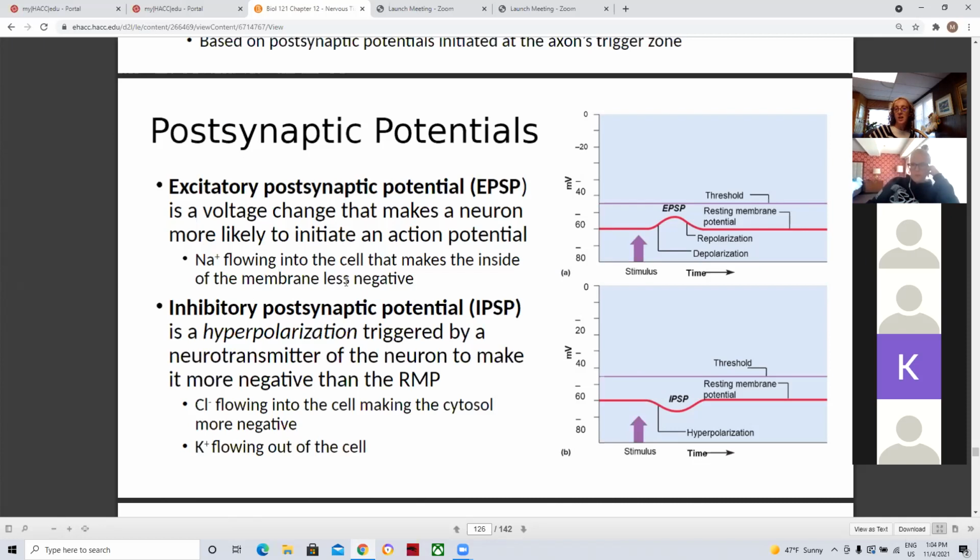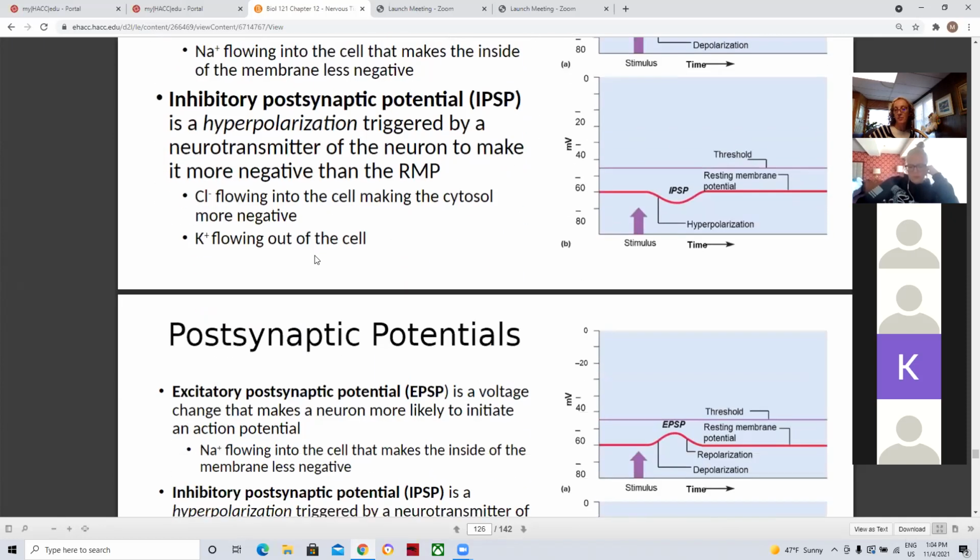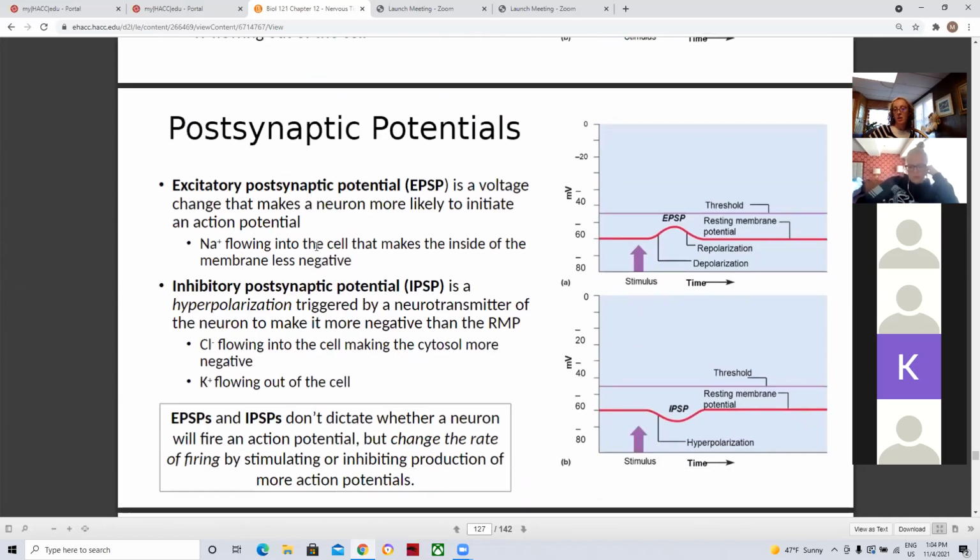These are local potentials, both of these. And remember that local potentials can sum. So a given excitatory postsynaptic potential or one inhibitory postsynaptic potential is not going to dictate whether a neuron will fire an action potential, but it will change the rate of firing by stimulating or inhibiting the production of action potentials.